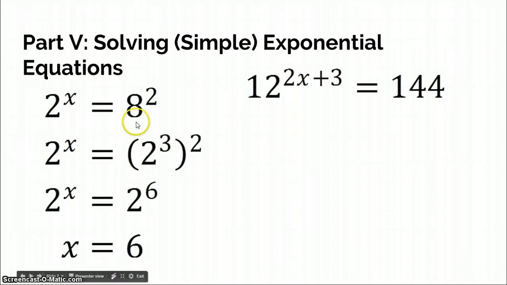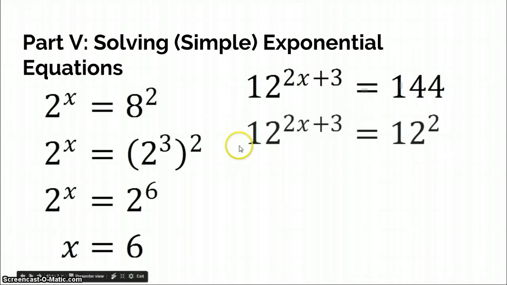Okay, so again, the first thing we need to do is get these bases to be the same. Now, this is our smaller one. It's got the variable, so we're probably going to want to make this match that. So 12 to what power equals 144? Answer should come right to you. It's 12 to the second power. So this becomes 12 to the 2x plus 3 power equals 12 to the second power, 12 squared.